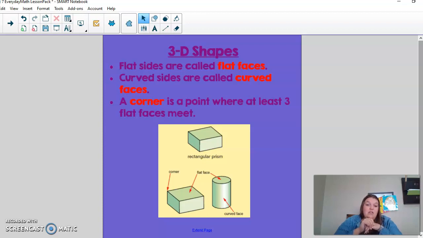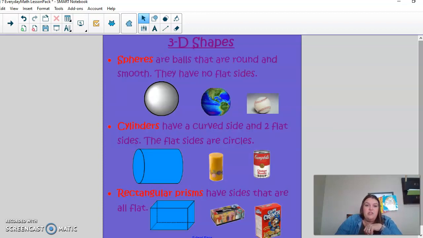That's where 3 flat faces meet. And a flat face just means it's flat. Now the cylinder has the curved face. So if we look at this, our spheres are balls that are round and smooth, and they have no flat sides. This is our review from last week.